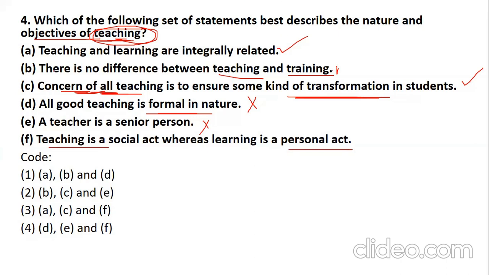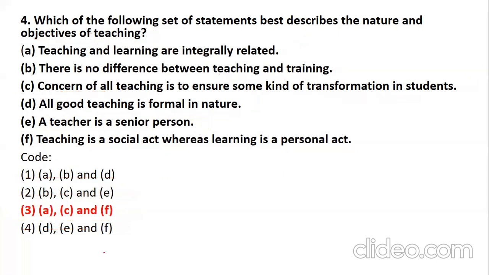So let's see now, options D and E we have eliminated. D and E are not there. So the option that remains is 3, that is, teaching and learning are related. Yes, we have already marked that. Transformation, yes, we have done that. So teaching is a social act. So if you see, your answer comes to option number 3.